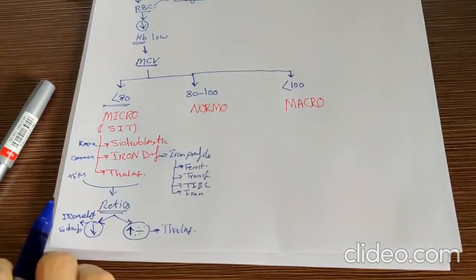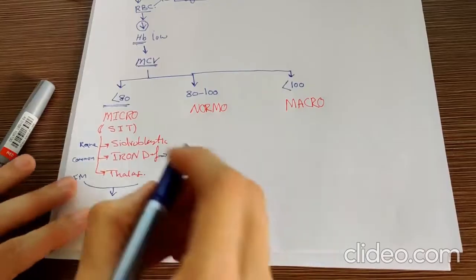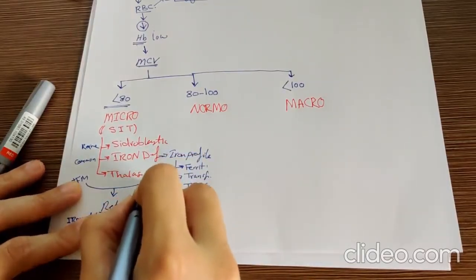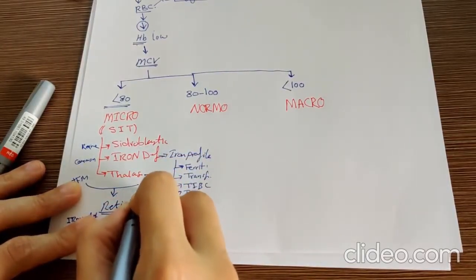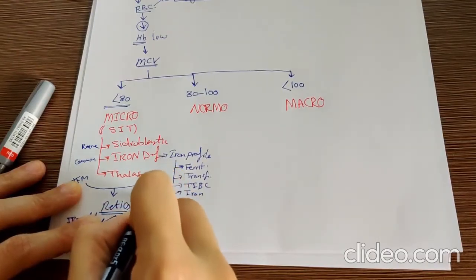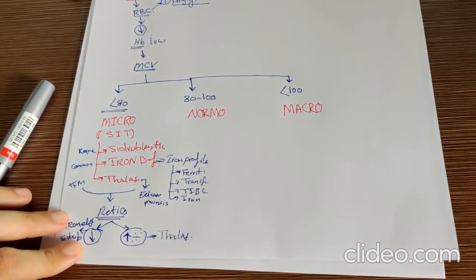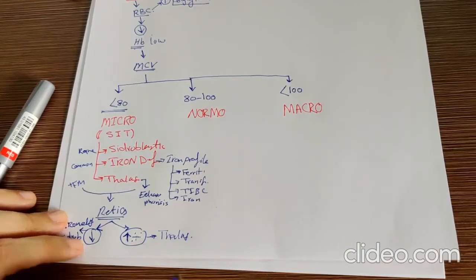For thalassemia, how will you confirm it? By hemoglobin electrophoresis. I'm sorry, the space is a bit tight, but I want to cover all the points on the same paper.